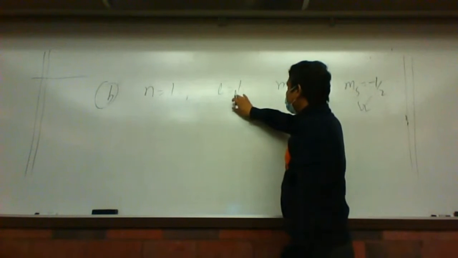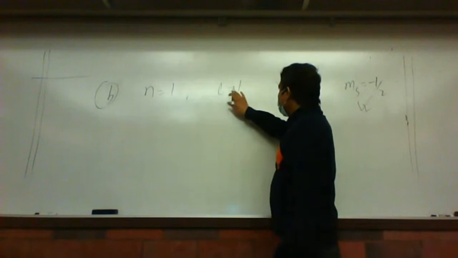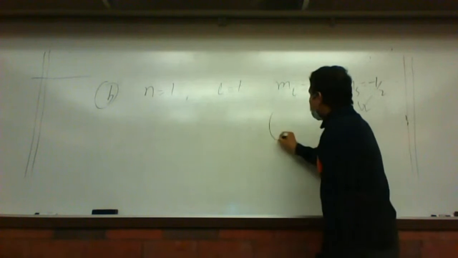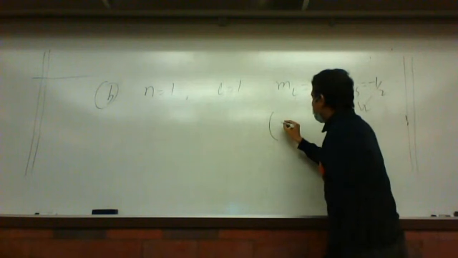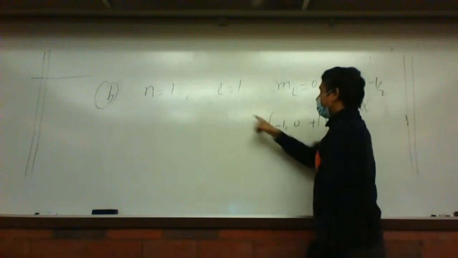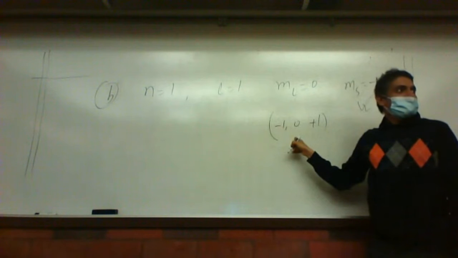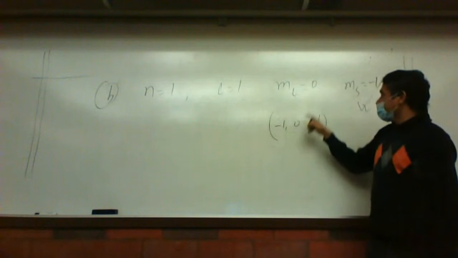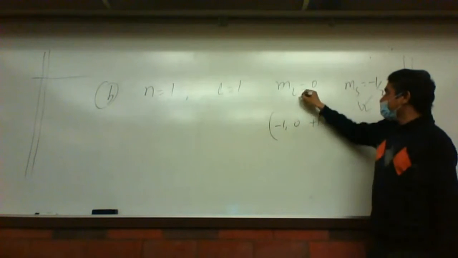L is equals to what? N. L is equals to 1. So if L is equals to 1, ML can be minus 1, 0, and plus 1, right? Yeah? That's what we told, right? See, ML equals to 0. So that is one value from there. So this is good.